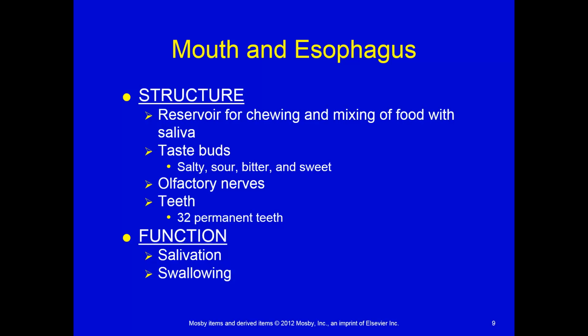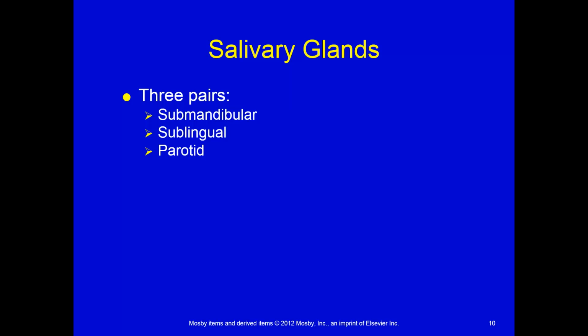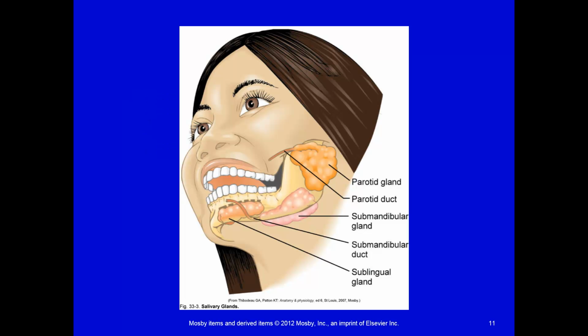And then obviously the function of the mouth and the esophagus have to do with two things, either the salivation process, which we've just started talking about, or the actual swallowing. So let's talk a little bit about those functions as well. So first, salivation. We know that this happens with our pairs of salivary glands. So you have, and I'll go to the next slide here so you can actually visualize.